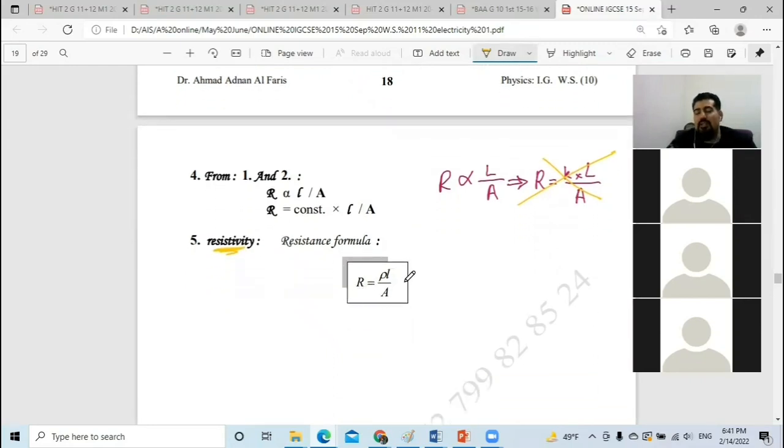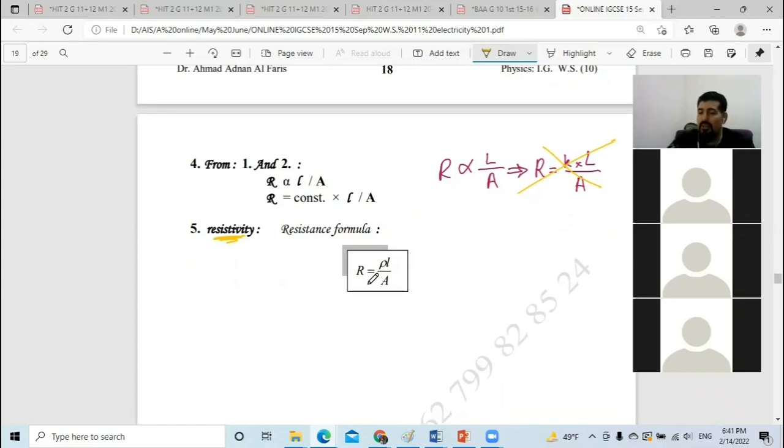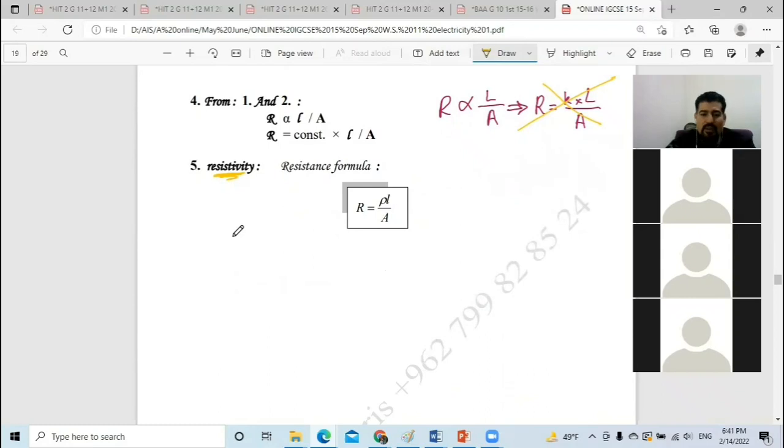But Ustad, why do you give it to us? Now, the idea is that they ask about something that depends on it, not about the formula. How do they ask? They ask a question about when we switch the wire with a different wire, but of the same material.